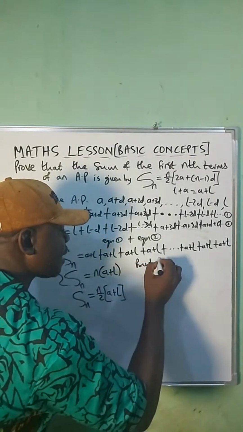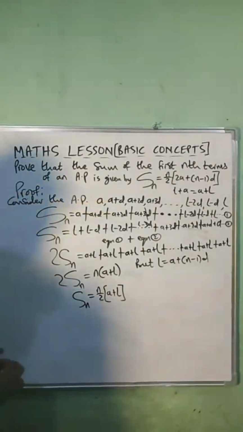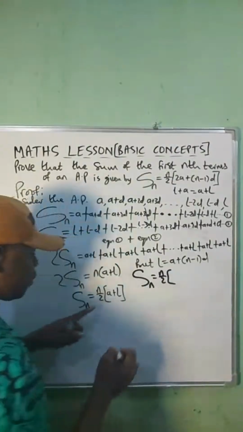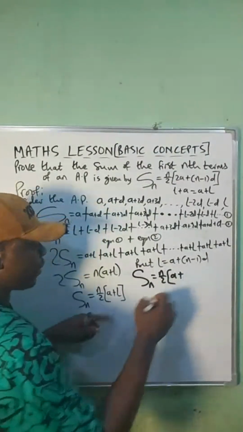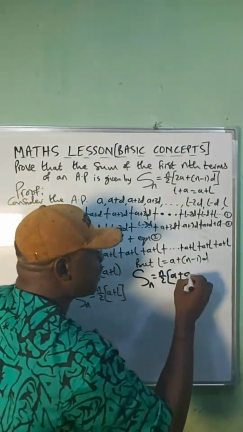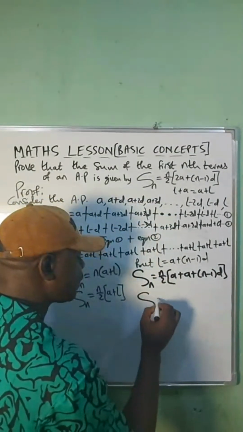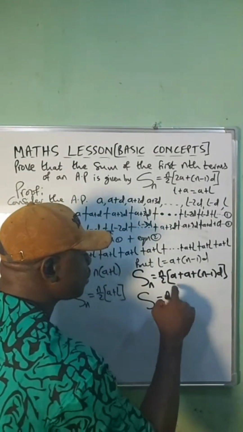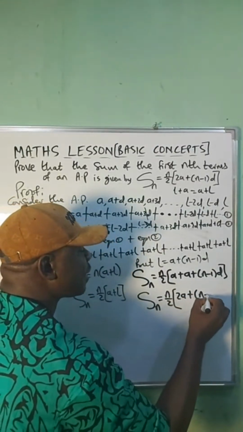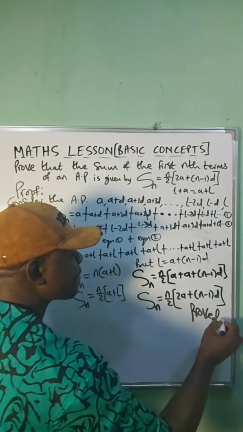But L is a plus bracket n minus 1 d. So this will give us the sum of the first n to be n over 2 into a plus L. In the place of L, this is what we're going to write: a plus bracket n minus 1 d. Then Sn will be equal to n over 2 into 1a plus 1a, which is 2a. Then bring down n minus 1 d. That's it. So it is proved. So that's it.